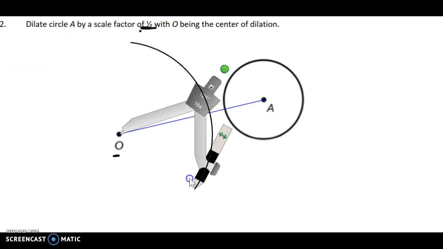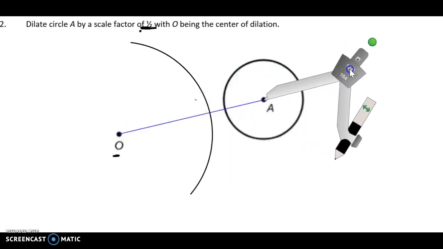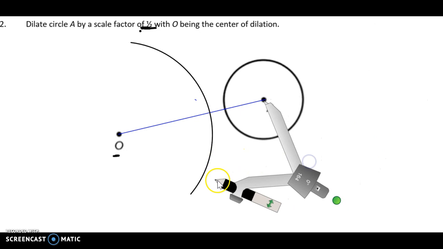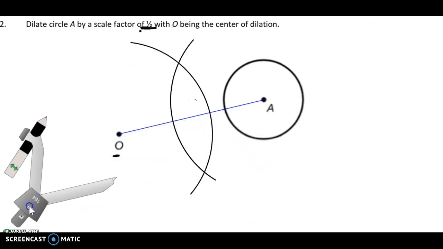And then I can take my compass and I can move the center over to A, and I can go ahead and draw another arc. And so let's move this out of the way, and now we're going to go ahead and draw a line segment, and this is the bisector.